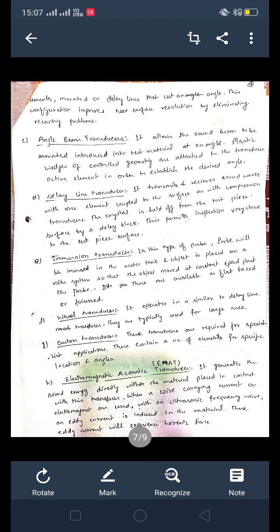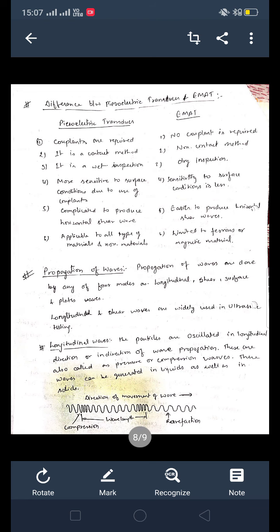Now we move forward, and we are going to study the difference between the piezoelectric transducer and the EMAT. This is a very important topic which is mostly asked in the semester examination. What is the difference between the piezoelectric transducer and EMAT? So we have learned about these points, six points in number.